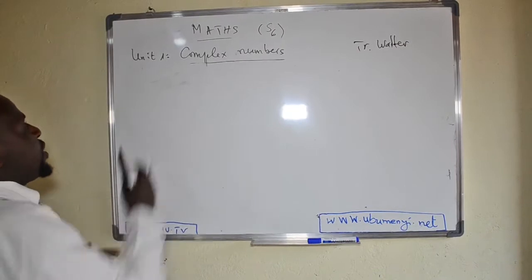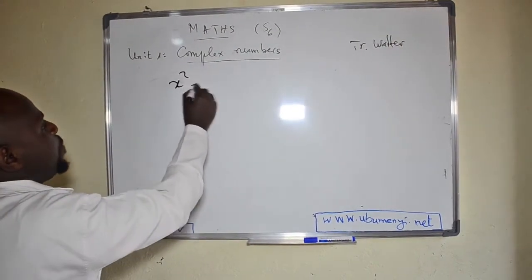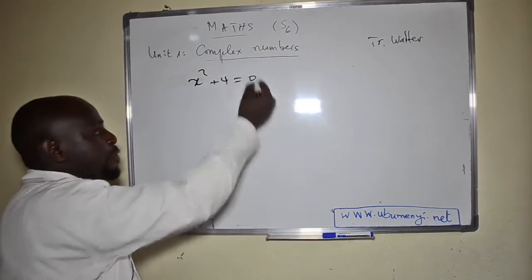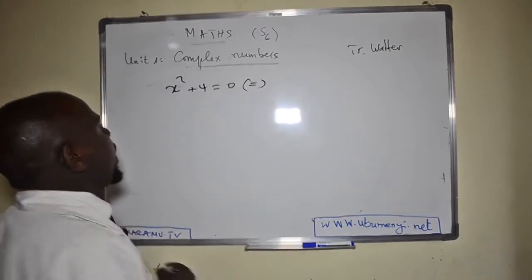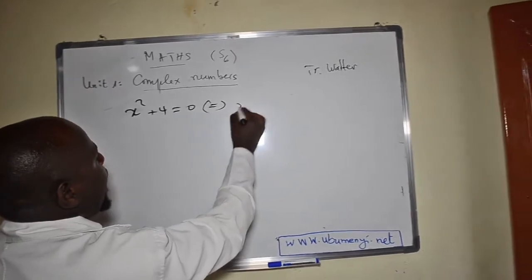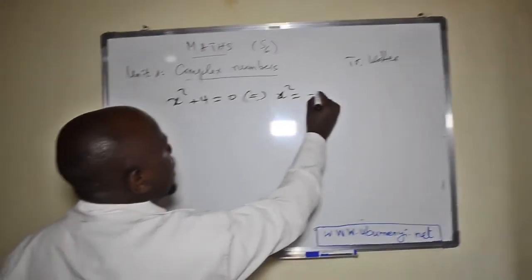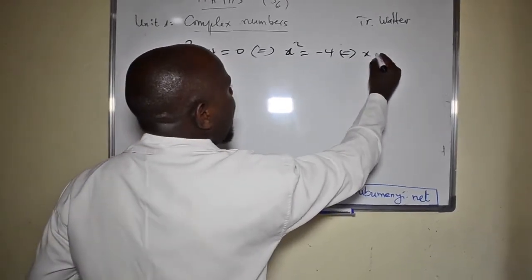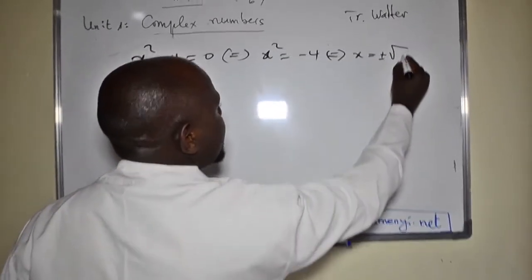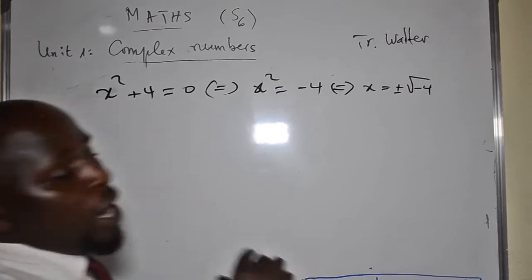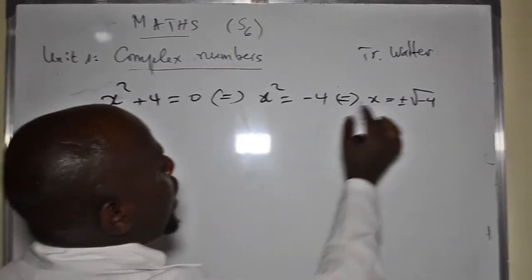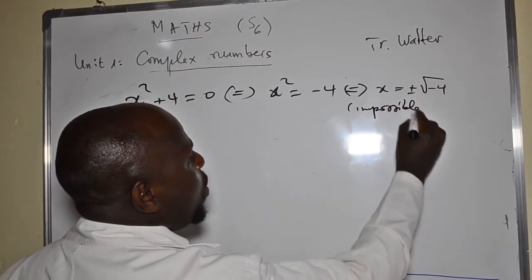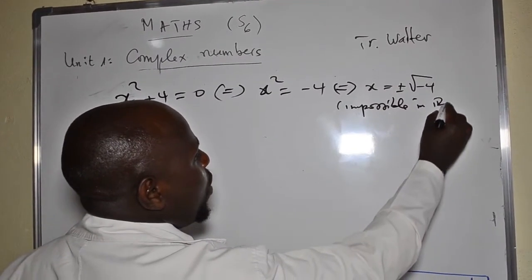The equation was x squared plus 4 equals 0, whereby if we take 4 to the other side of the equal sign, we get x squared equals negative 4, and we have seen that x will now be equal to plus or minus square root of negative 4. So to solve this, it was impossible in the set of real numbers.